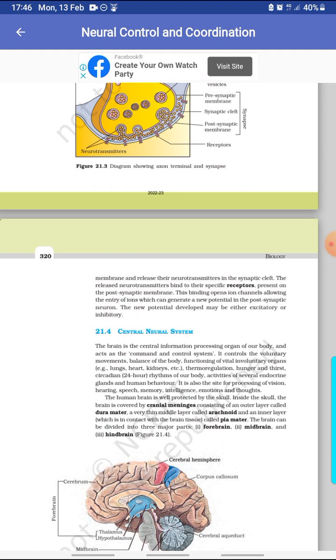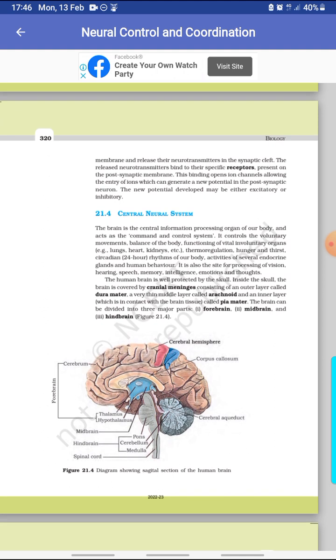The released neurotransmitters bind to their specific receptors present on the postsynaptic membrane. This binding opens ion channels, allowing the entry of ions, which can generate a new potential in the postsynaptic neuron. The new potential developed may be either excitatory or inhibitory.